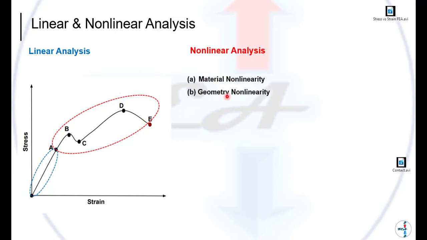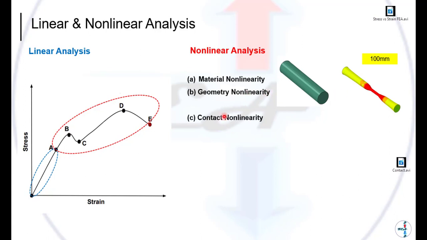Next one is geometry non-linearity. Let's see one simple example. This is a tensile test mild steel rod. If we are giving 100 mm displacement at this end by fixing this end, the geometry will undergo permanent deformation, so that the initial shape of the geometry totally changed. This type of nonlinearity is generally called geometry nonlinearity. If we find any analysis or geometry which will undergo a permanent deformation, we need to consider a nonlinear geometry effect also. So third one is contact nonlinearity.